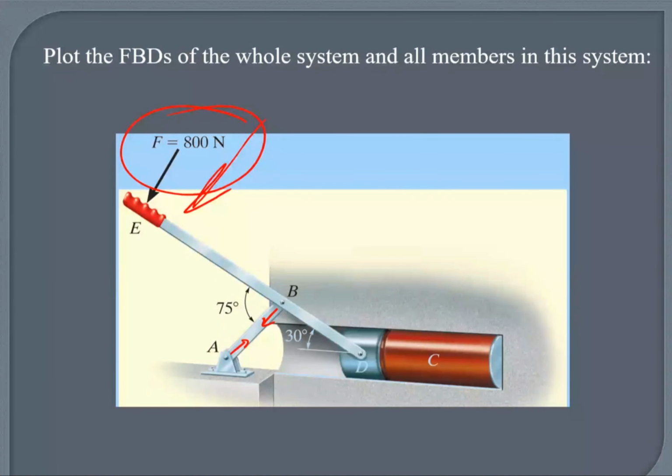So let's look at this member, this one, okay? And let us see what is happening to the bar at this point here. Can you imagine the bar will kind of bend like this? Yes, sir. Can you imagine the bar will bend like this because of the link AB? Can you imagine that? Yes, sir.